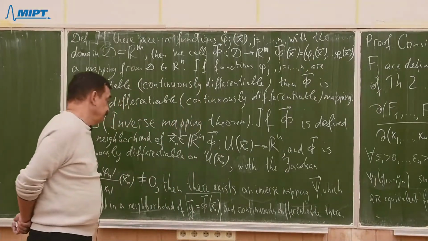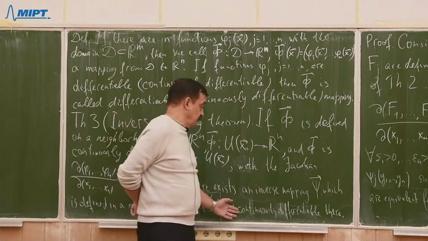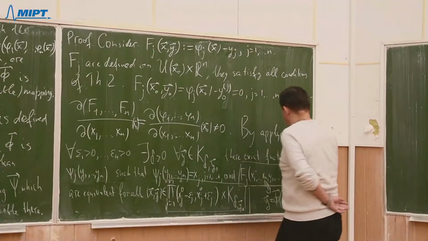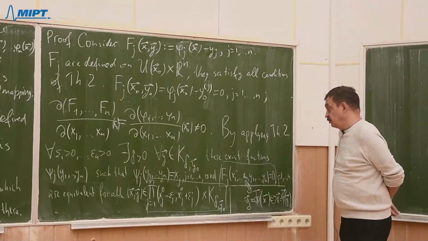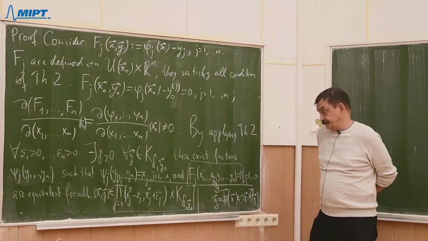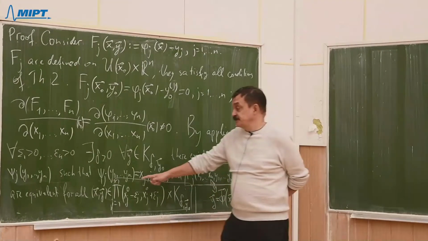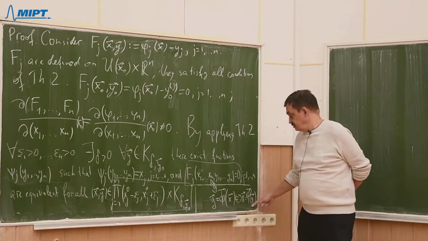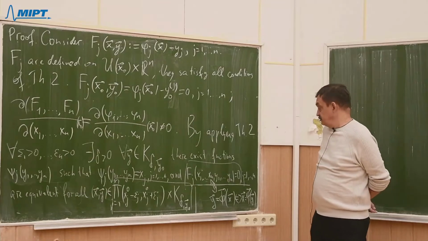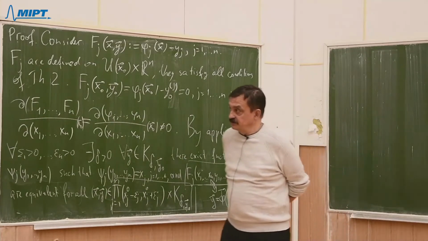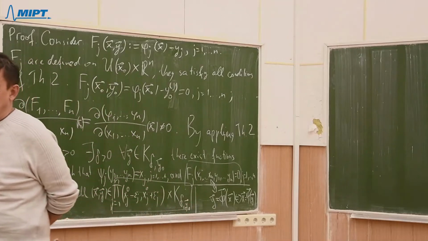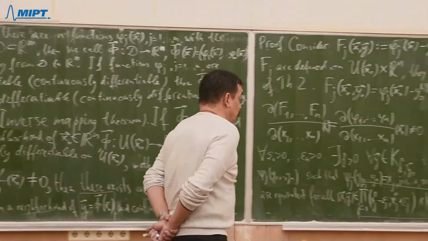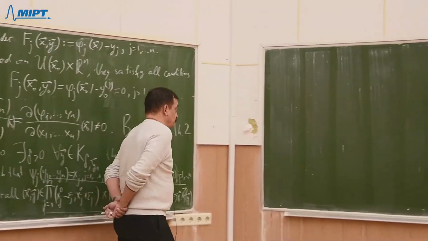And also, the last assertion about continuously differentiable. Again, it follows from Theorem 2, because in Theorem 2 we deduce that functions psi j are continuously differentiable. And hence, according to the definition, our mapping is continuously differentiable. So, theorem is proved. And now, how to compute derivatives of that inverse mapping.